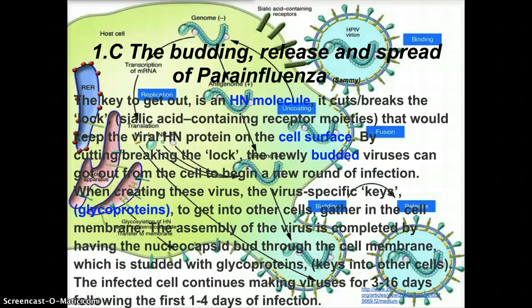And when it starts budding, which is in the center towards the bottom of the screen, you can see it. That's a picture of it budding. When it starts to bud, then the outside gets laced with keys to other epithelial cells so that it can get in.